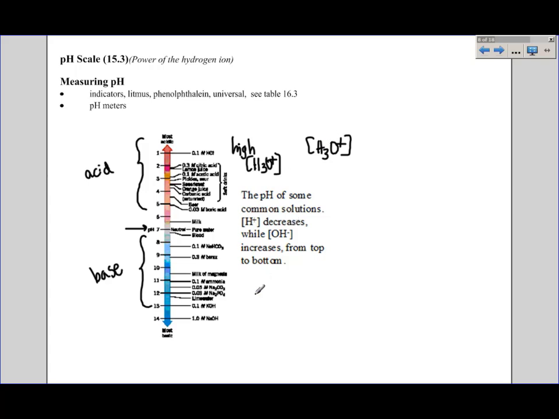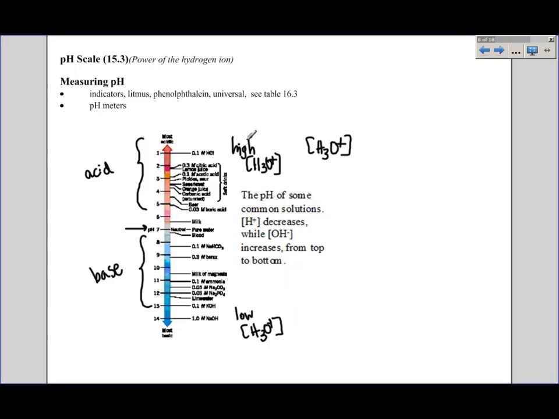Now, the square brackets that I'm using are very commonly used by chemists to signify concentration. So when I put square brackets around a substance, that means the concentration of that substance. So this is saying the low concentration of H3O plus.